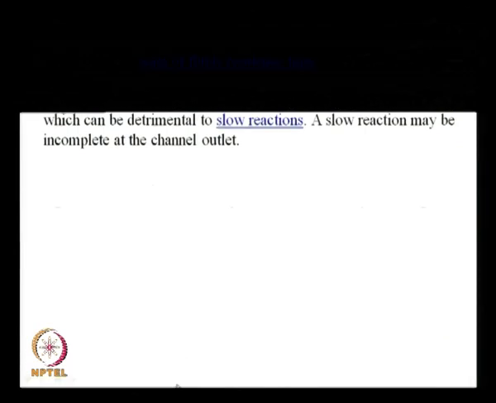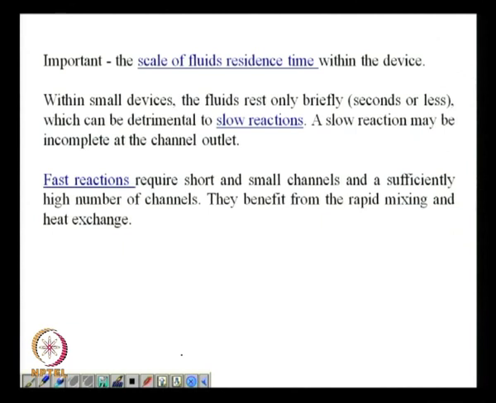Another important thing one has to keep in mind is the scale of the fluid's residence time inside such a device. Within small devices the fluids are going to rest only for a very short time inside the reactor. So, if you have a slow reaction, a micro device may not be the ideal option, because the residence time being small, the reaction may not be complete at the exit of the micro device. Generally speaking, it is the faster reactions that are prime candidates for a micro device. For a slower reaction you probably have to use a conventional method. The faster reactions require very short length of the micro devices.